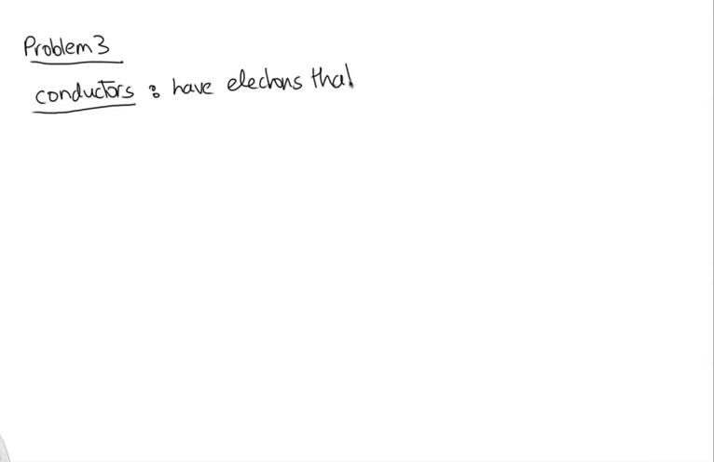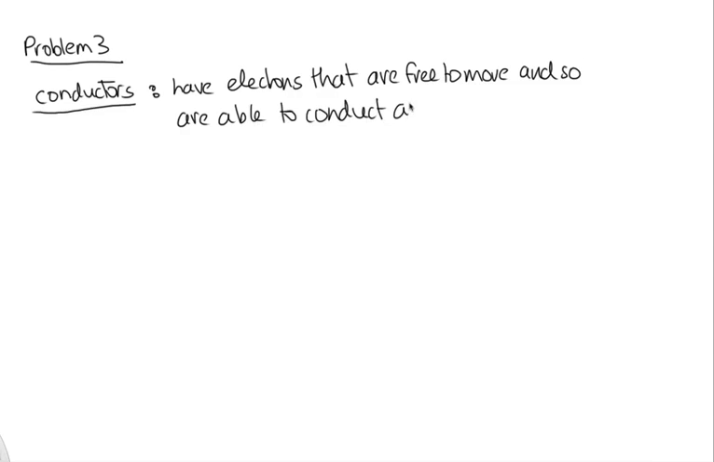Problem 3. We're asked to describe the differences between conductors and insulators and give 2 examples of material that fit into each of these categories. So conductors have electrons that are free to move and so are able to conduct an electric current.